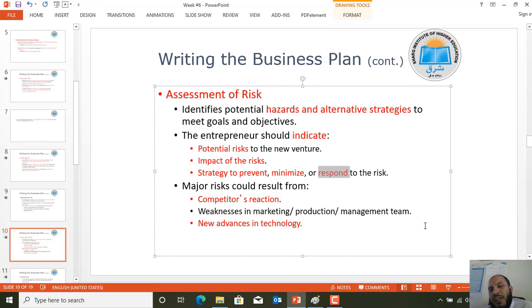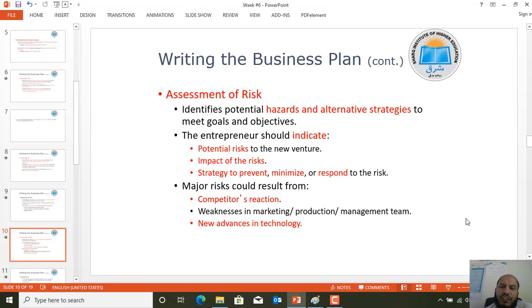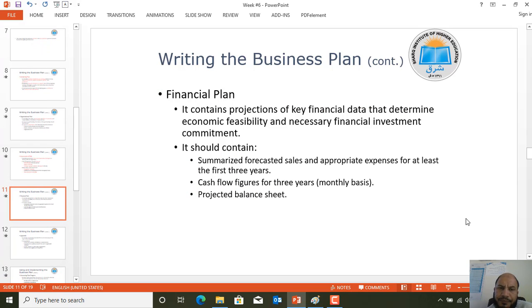We have the major risks which will result from competitor reactions, weaknesses in the marketing department or marketing team, weaknesses in the production team, weaknesses in the management team, and advancement in technology. These are some of the areas which may bring risk for the organization. So the organization should have response strategies for all these items when they are developing the risk plan.